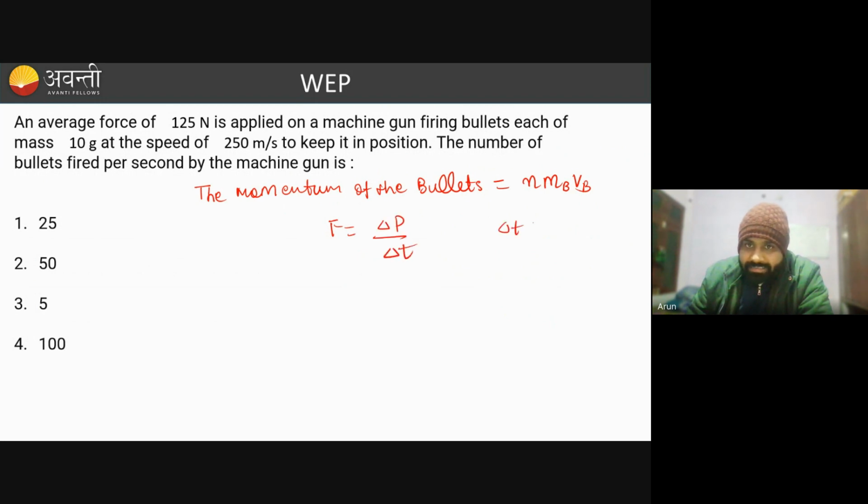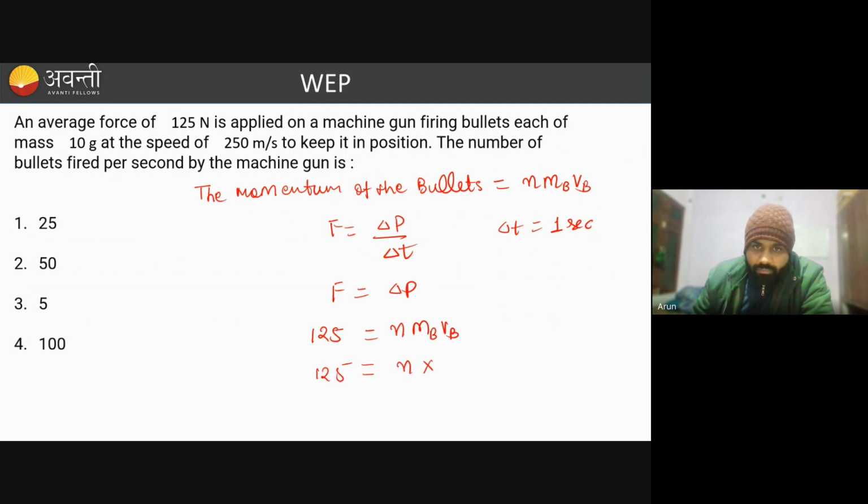So if delta t is, let's say, 1 second, the force here will become change in momentum. This force is given to you as 125 Newton. Change in momentum will become, because initial momentum is 0, n times mass of bullet times velocity of bullet. 125 is equal to n into mass of bullet, which is 10 into 10 raised to the power minus 3. We have to convert it into kilogram. Velocity of the bullet is given as 250 meter per second.